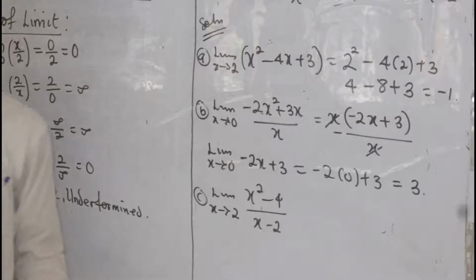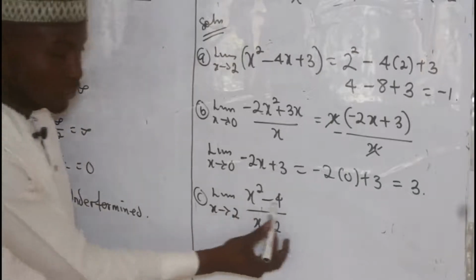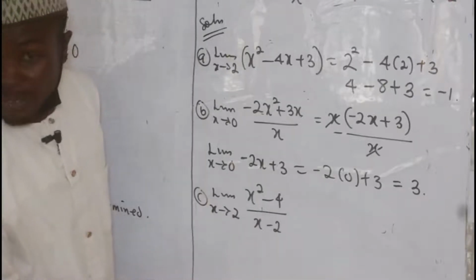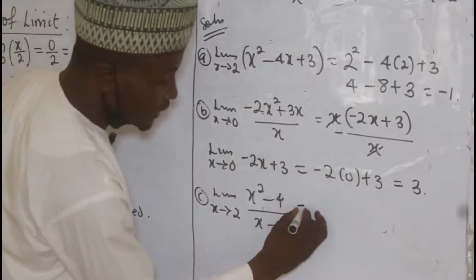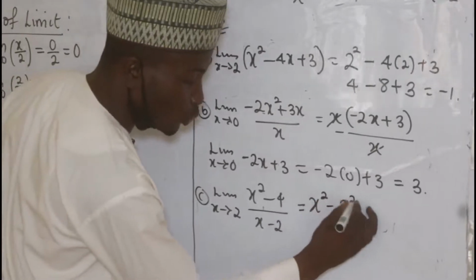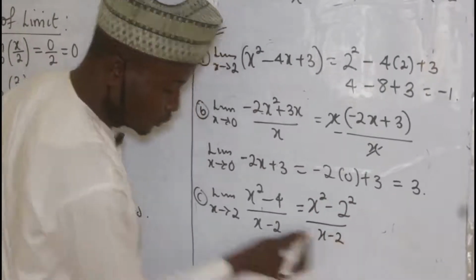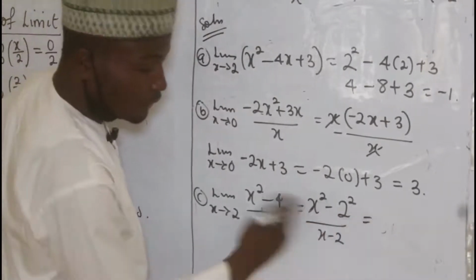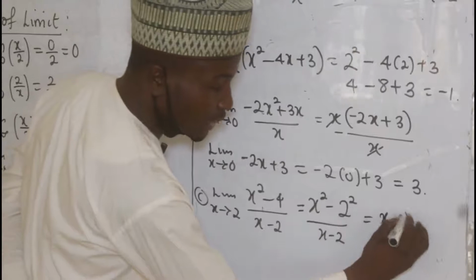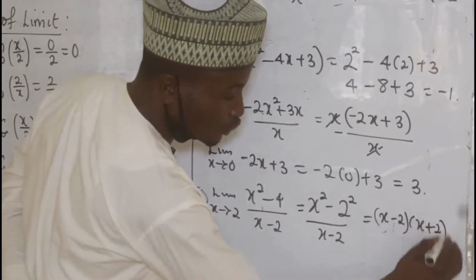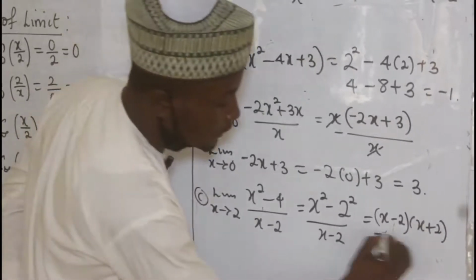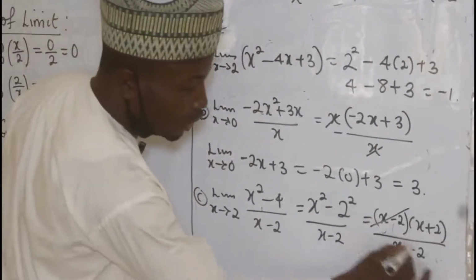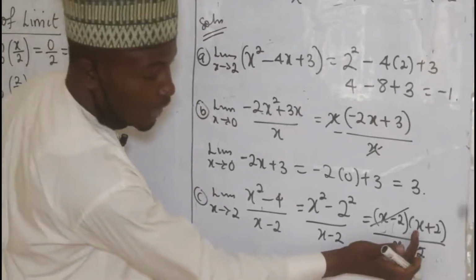We proceed by factorization. So how do we factor our numerator here? You can apply difference of two squares. Are we there? This is x squared minus 2 squared all over x minus 2. This 4 is the same thing as 2 squared, right? So now what are you going to have? Difference of two squares is going to be x minus 2, x plus 2, all this over x minus 2. Class, are we together? So this one can go with this one. Is it true? What do you have left?